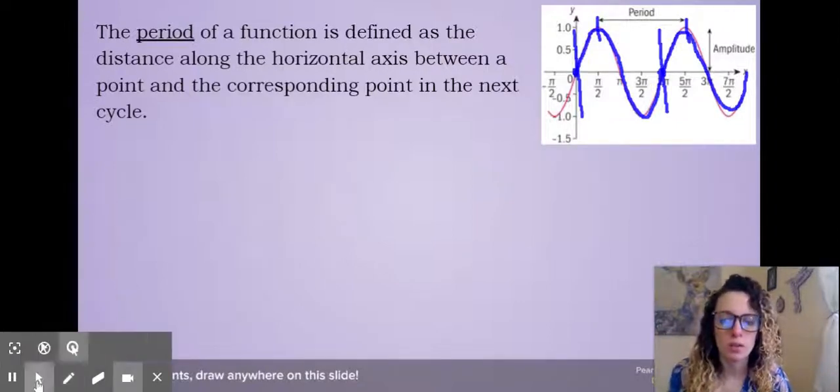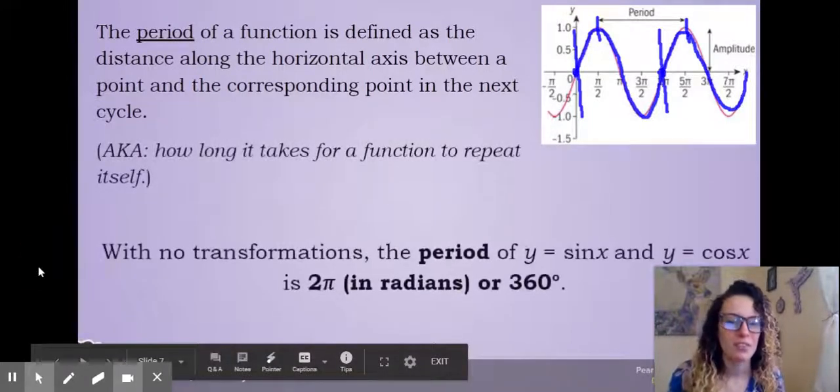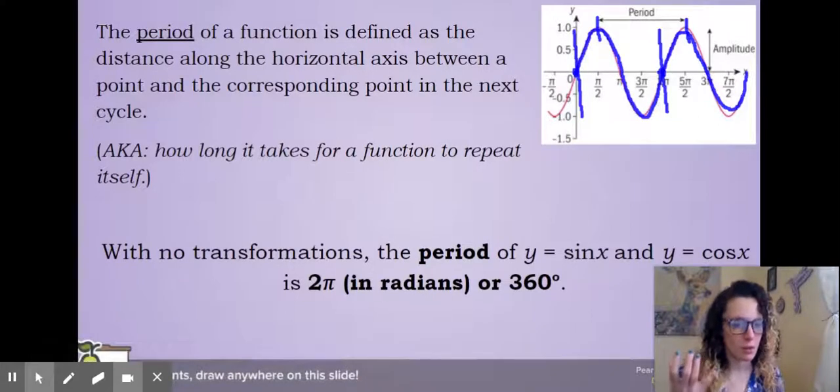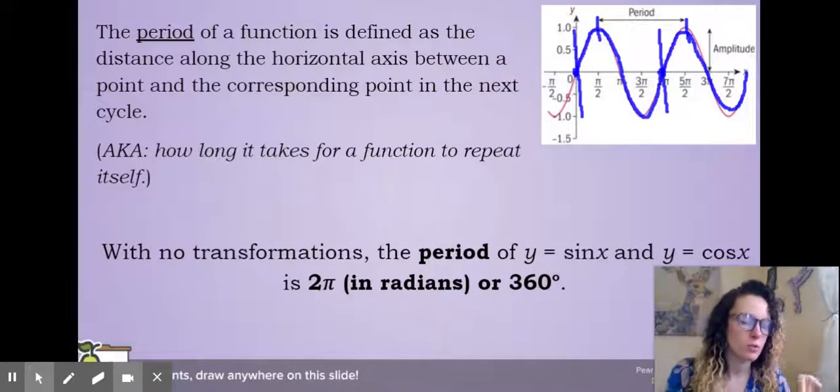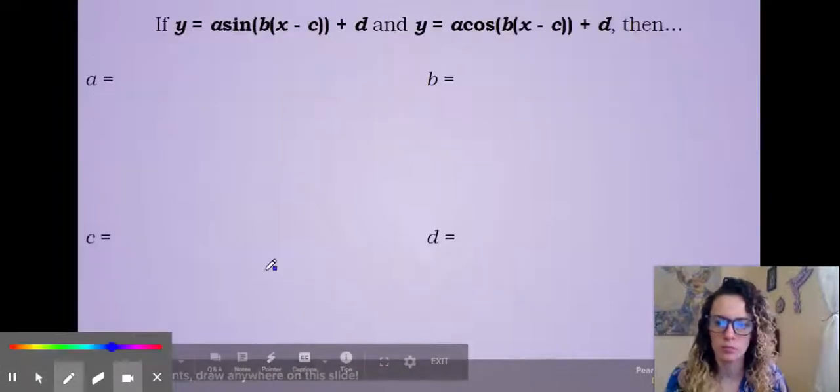So with sine and cosine, again with no transformations, their period is 2 pi if you're in radians, just like our x-axis is on this graph, or if you're in degrees, it's 360. But either way, it's one full circle when you don't have any other transformations.